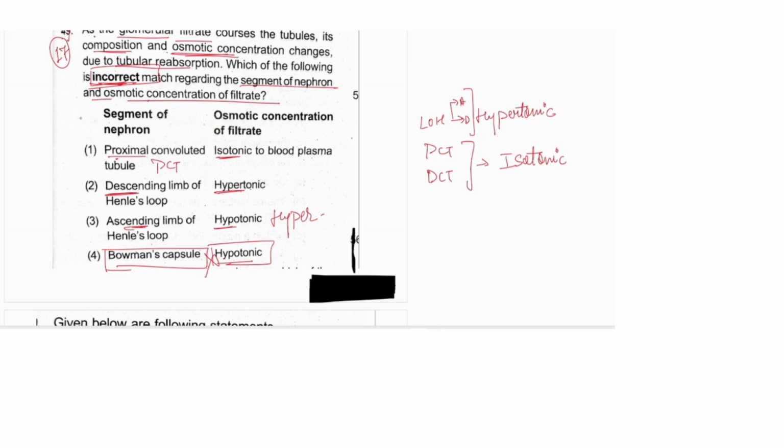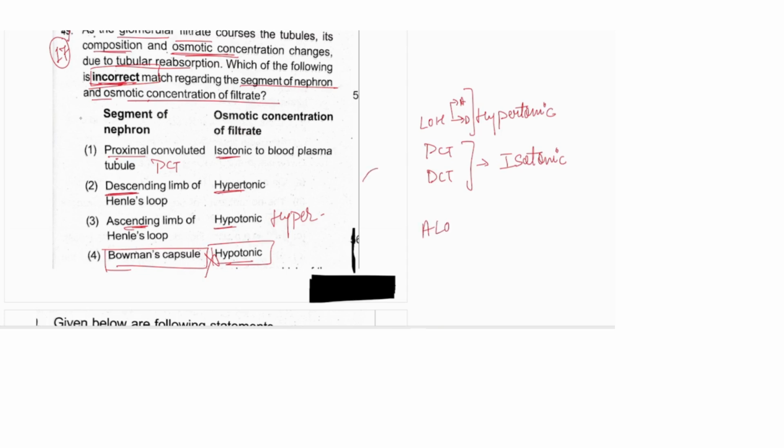But if we go deeply into the ascending loop of Henle, the water was more there. Based on that, the solution can also be called hypotonic. Hyper means the water is going outside, but in the ascending loop of Henle, water is not permeable.